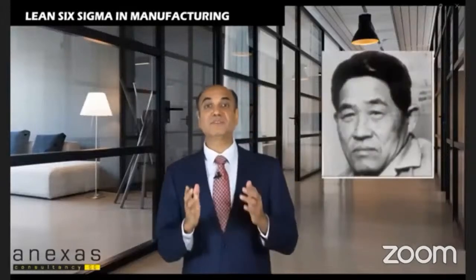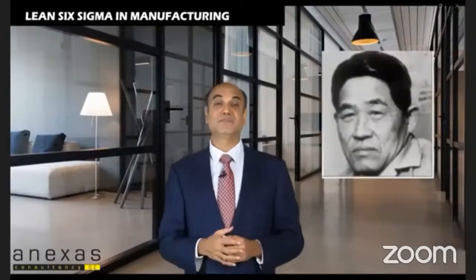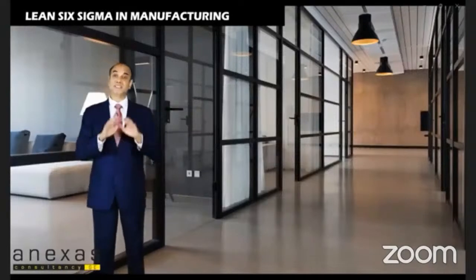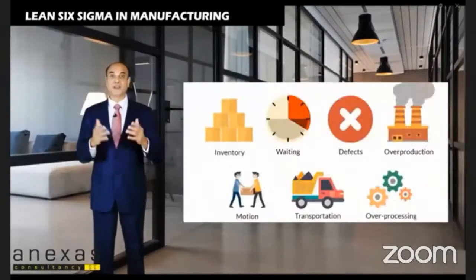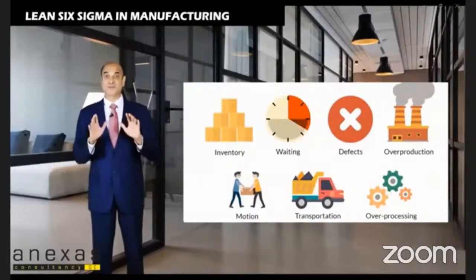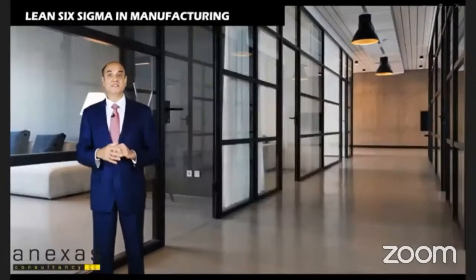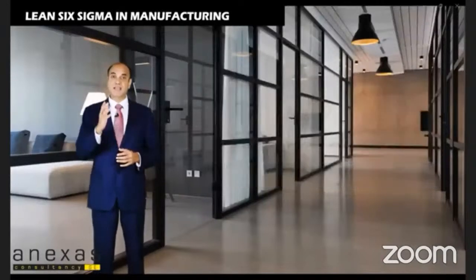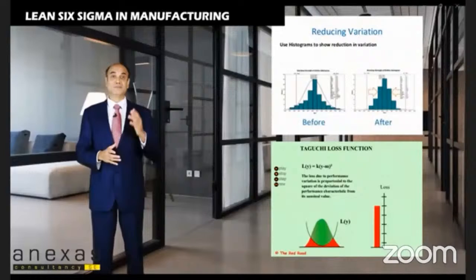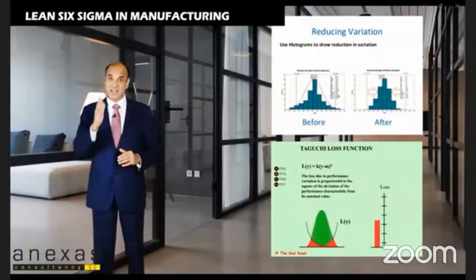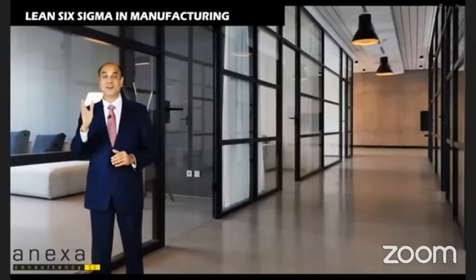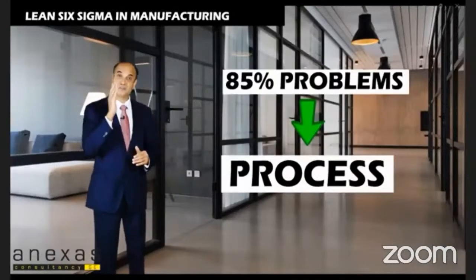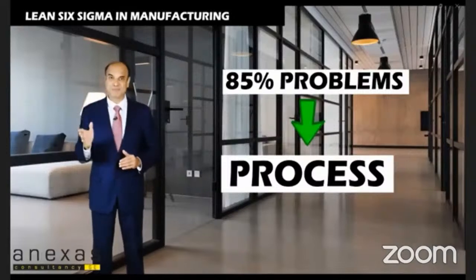Shigeo Shingo said that the most hazardous waste is the waste that we do not recognize. Firstly, Lean Six Sigma focuses on removing the 7 wastes like overproduction, transportation, inventory, etc. from a process. In the manufacturing sector, this step can lower the cost of a process by leaps and bounds. Secondly, Lean Six Sigma focuses on solving the problems caused by a process. Here we focus on the processes, not on people, because we believe that 85% of the problems are due to the processes and not due to the people.